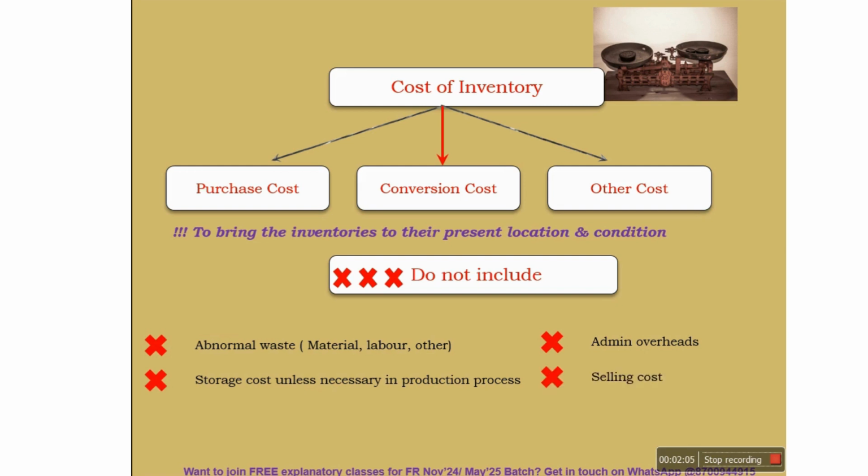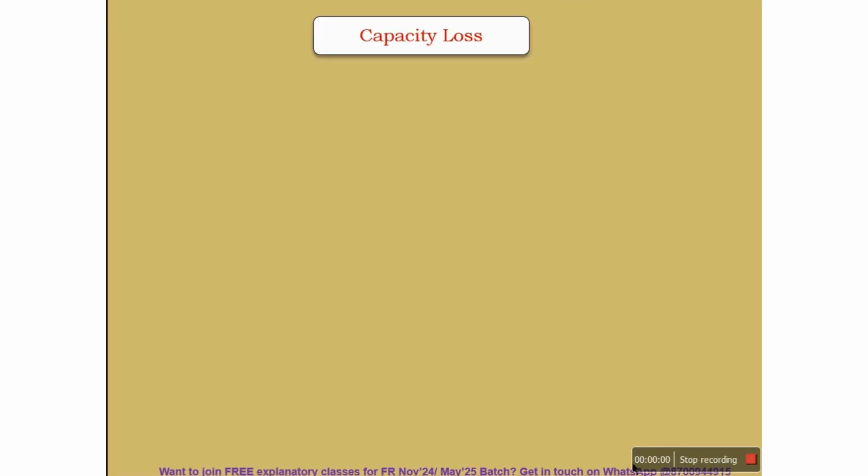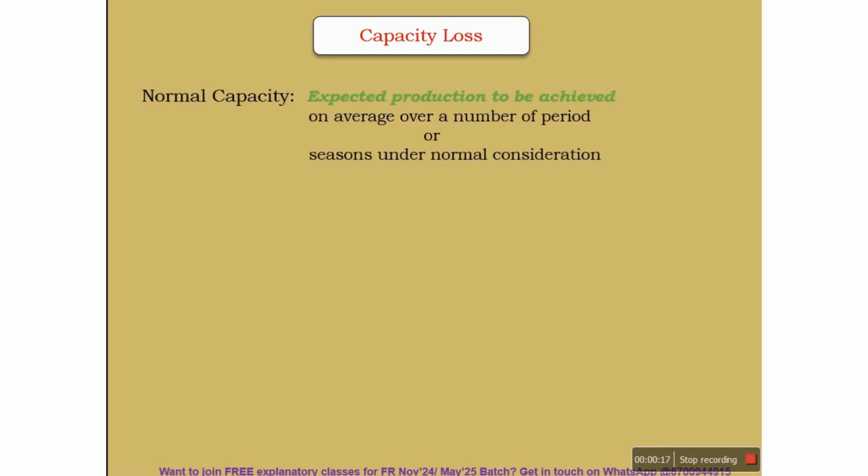And selling expenses will not be included in cost of inventory. Now we will understand the concept of capacity loss. As per IND AS 2, all the fixed conversion cost will be loaded on the inventory based on the normal capacity. So what the normal capacity is? As per IND AS 2, it defines normal capacity as an expected production to be achieved on an average number of period or season under normal consideration.